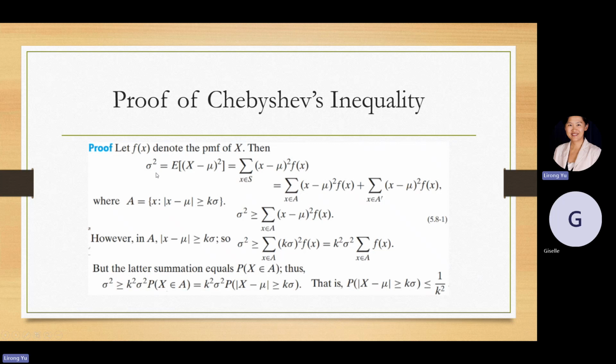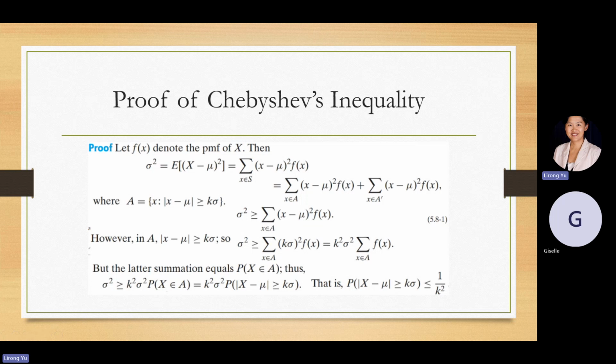And then because the variance calculation includes the summation, if we remove one part, we remove the x that belongs to A prime. That is the set notation saying x is in A prime. If we remove that one, that means this becomes smaller. So if you only have this one, it will be less than the variance, right? The variance involves the summation. So if you only have one of them, you're reducing the quantity, right? So we have a bigger or equal to symbol. We have this. All right.